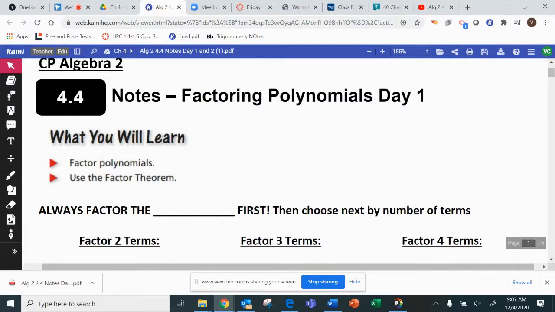So section 4.4 is just more factoring, which we've done in chapter 3 a bunch. We had a review this week on factoring. It was actually factoring with solving. That's what we did this week. Today is just factoring. We will, of course, do solving as well.